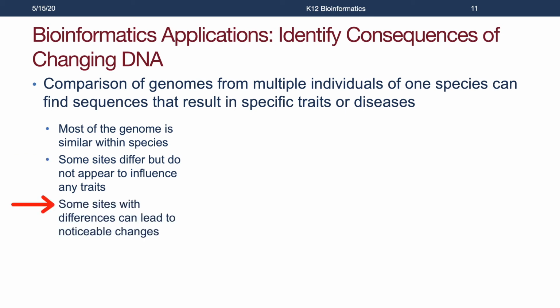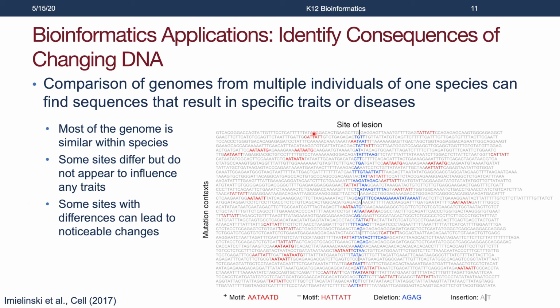There are other sites that do lead to noticeable changes. And these can, again, be changes in the way we look, in our appearance, our bodily functions, but they can also predispose us to certain diseases. For example, here are some aligned sequences of various tumors from a research study in which scientists were trying to figure out what sequences the tumors had in common.